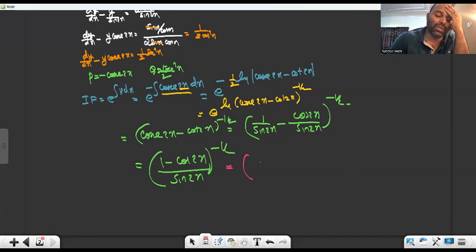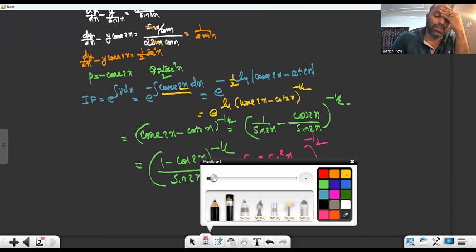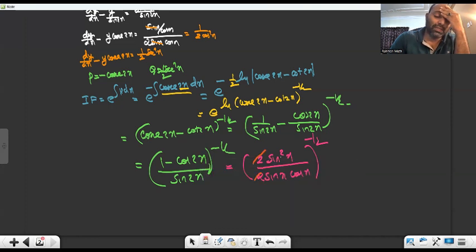So here 1 minus cos 2x you can write as 2 sin square x, and sin 2x you can write as 2 sin x cos x, to the power minus half. Now start cancellation. 2 cancels, one sin also cancels. What is sin by cos? Tan. So tan x raised to minus half.